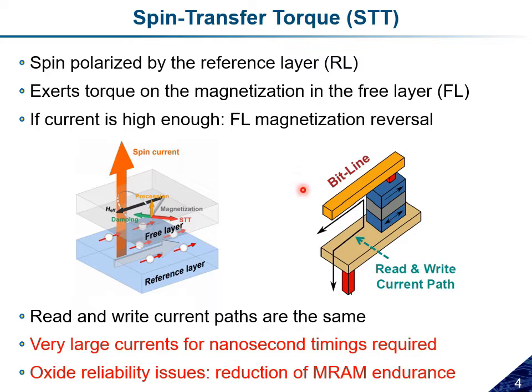In STT-MRAM, the read and write current paths are the same, as shown in this figure on the right, and this eventually poses a problem for these devices, where the high write current goes through the MTJ and through this thin tunnel barrier. These high currents can lead to oxide reliability issues, can generate damage on the tunnel barrier, and reduce the overall MRAM endurance.